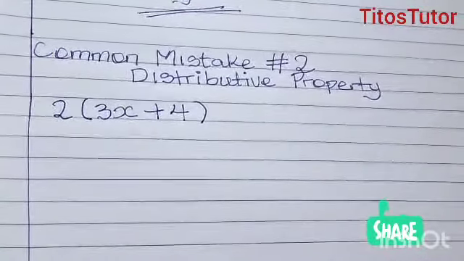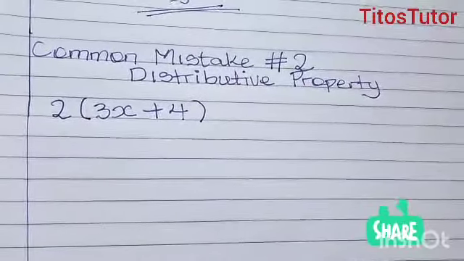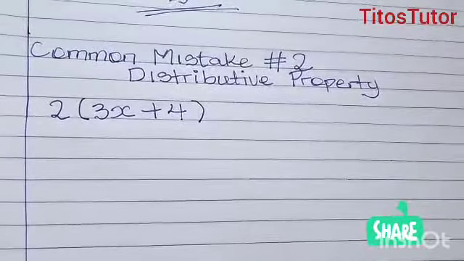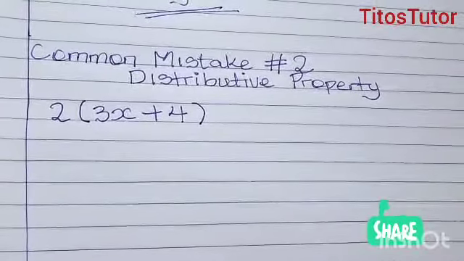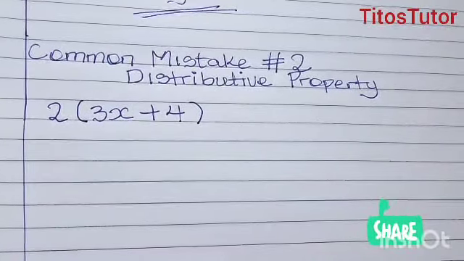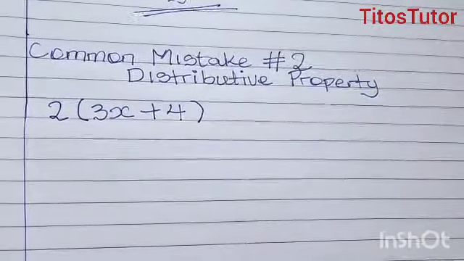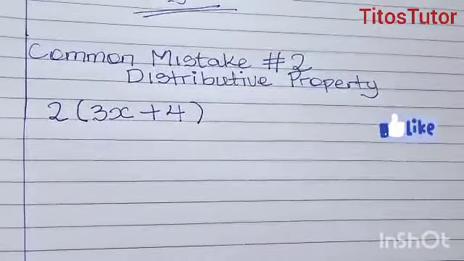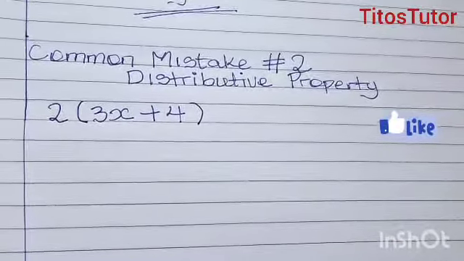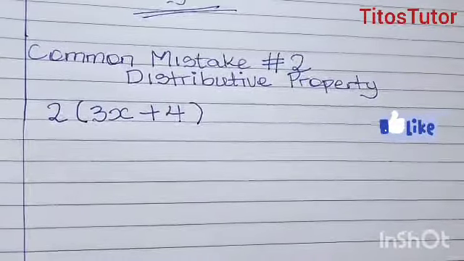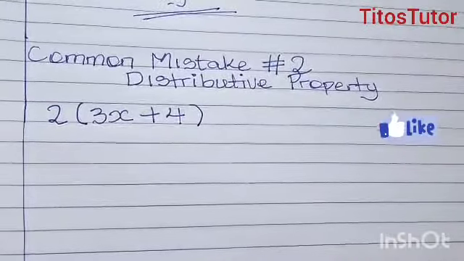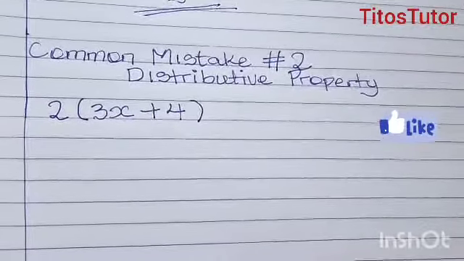Common mistake number 2, distributive property. Oops. The distributive property is a powerful ally when used correctly, but students often trip up by forgetting to distribute across all terms inside parentheses. Let's take, for example, 2 open bracket 3x plus 4. It's not just 2 times the first term, but 2 times both terms inside the parentheses. Don't miss any friends at a party.